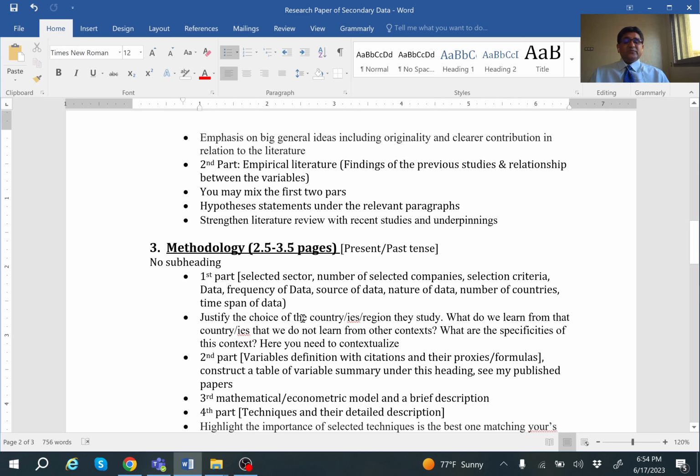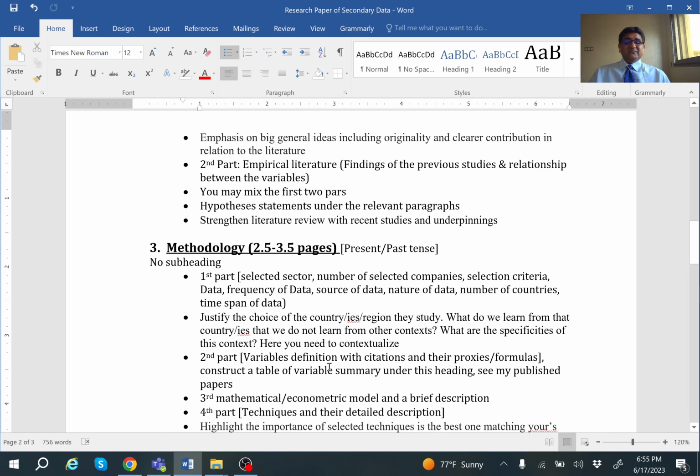What do we learn from those countries, and what we don't know. So you need to build the arguments here. You need to justify the selection of that region, that industry, that country, that population, and those firms. So why we have selected that population.